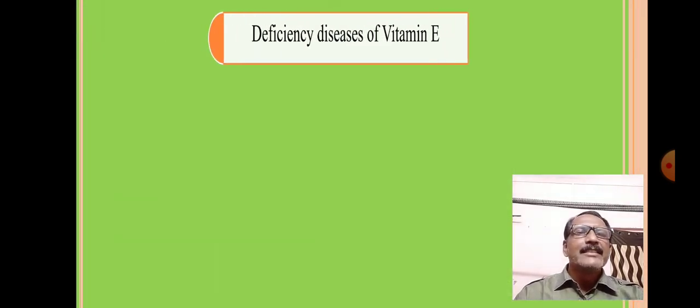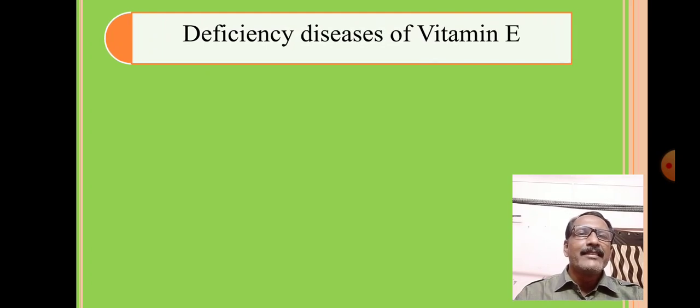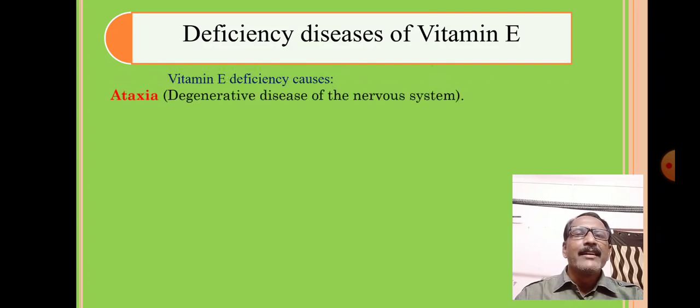Now we'll see deficiency diseases of vitamin E. In each vitamin we are discussing only 3 points which are there for our syllabus: sources, structure and deficiency diseases. Now what are the different deficiency diseases caused by vitamin E that we will see? Ataxia, a degenerative disease of the nervous system, is one of the deficiency diseases of vitamin E.